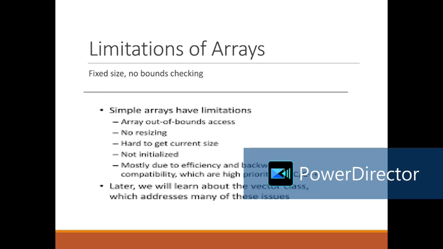These limitations are largely due to C's focus on efficiency and backward compatibility. However, later in your programming journey, you will learn about other data structures like dynamic arrays or std::vector in C++, which address many of these issues.